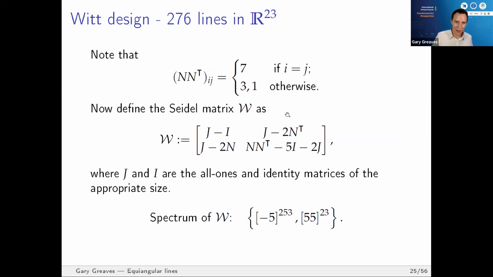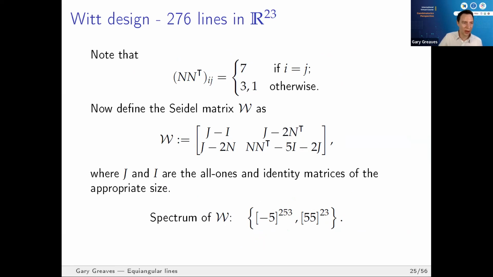Okay, so we have this miraculous construction of 276 lines in dimension 23, and we can actually use that to get other good constructions of equiangular line systems. There's another comment in the chat.